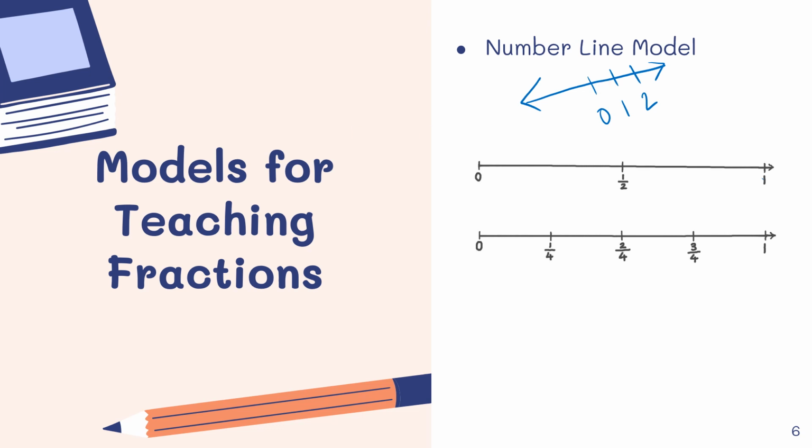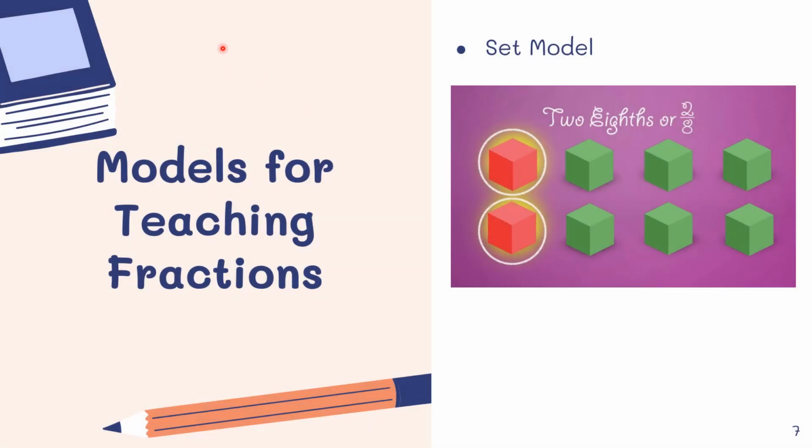All right, and then, excuse me, our set model. This is one of my favorite ways that I've found so far. The set model just uses some sort of object. In this case, it would be little cubes. You can see that 2 out of the 8 cubes are red, so we would say 2/8 or 2 out of 8 cubes are red.